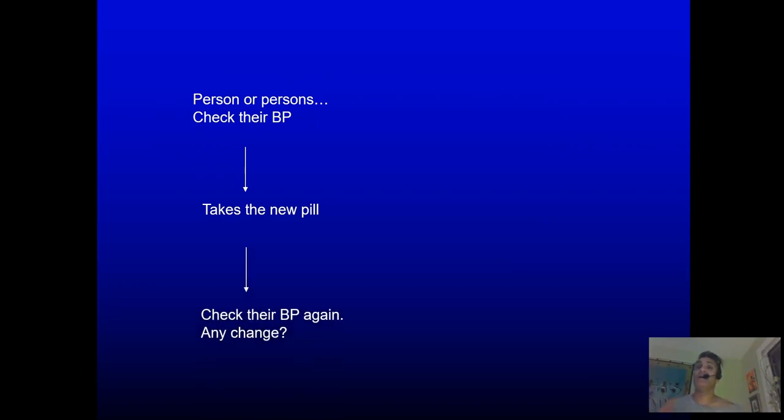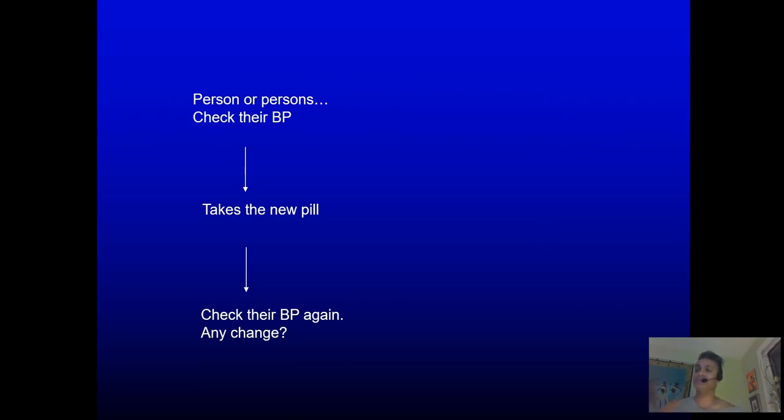Okay, so we have a study that looks at whether or not this new pill changes blood pressure. What will the study look like? Ideally, we have a person, or maybe persons, and we check their blood pressure. Then we give them the magic pill. Hey, take this pill, fantastic. After they take the pill, we check to see if their blood pressure has changed. That would be the simplest way of doing this kind of study. It's a retest. The same people are tested twice, once before the pill and once after the pill.